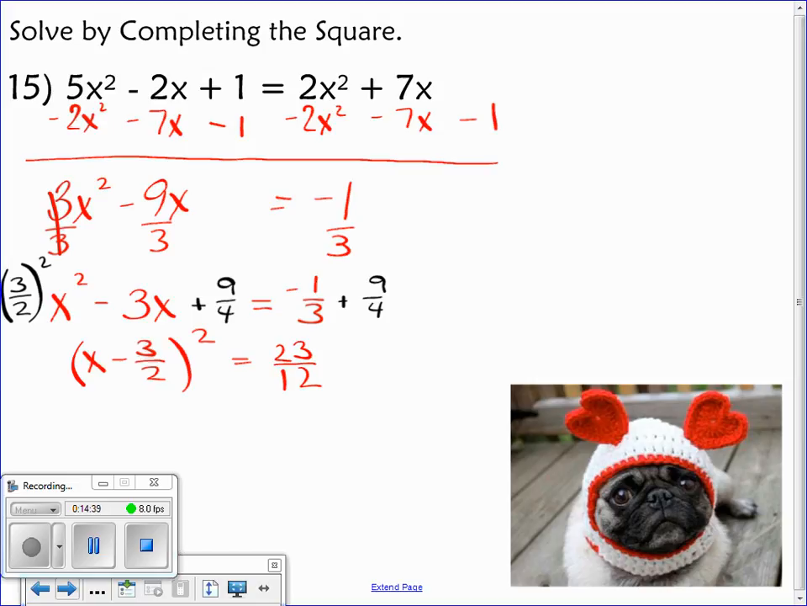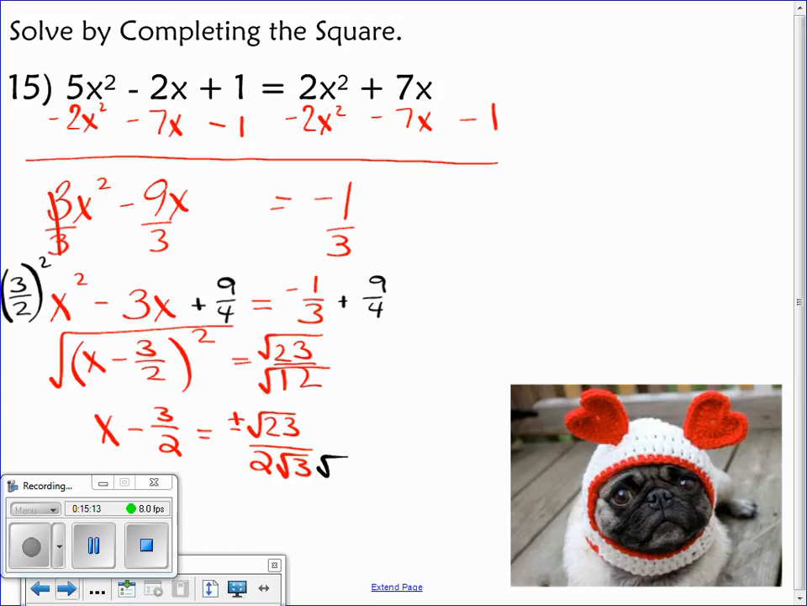All right, from here, what do I do? Square root. Fractions, top, bottom. They are two separate problems when you have fractions, okay? So we get x minus 3 over 2 equals the square root of 23 over 12. I can't do anything with the 23. So plus or minus radical 23. Radical 12 is 2 radical 3. But I can't leave a radical on the bottom. So we have to multiply top and bottom by radical 3.